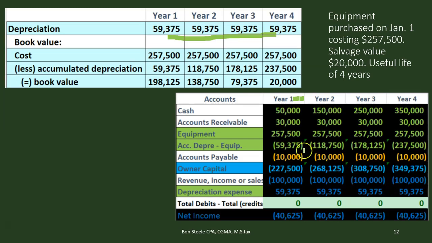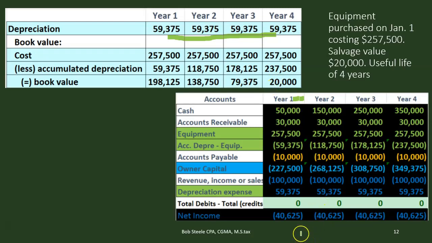We can see that the accumulated depreciation goes up at a fixed rate, meaning it goes up at $59,375 each year until the last year, year 4, in which case that's the end of it, and it will not go up in year 5 because we have fully depreciated it down to the salvage value. And we can see that in the table as well. What happens to the book value? It goes down at a constant rate, by $59,375, leaving us with the salvage value of $20,000.